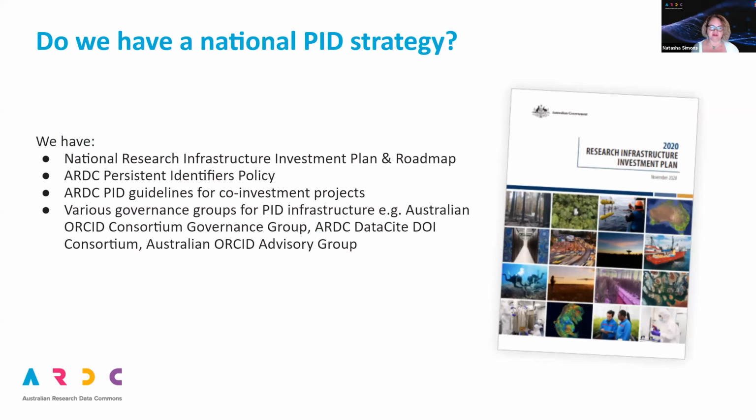Well, we do have the research infrastructure plan and roadmap. We do have an ARDC persistent identifiers policy, which is essentially a national scale policy. We do have ARDC PID guidelines for our co-investment projects. So we say, if you're going to co-invest with us, you have to use these particular PIDs to actually specify that. And we do have different sort of governance groups for PID infrastructure, but we don't have a single agreed upon approach to a national strategy.